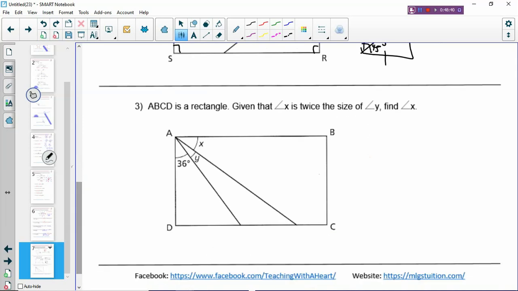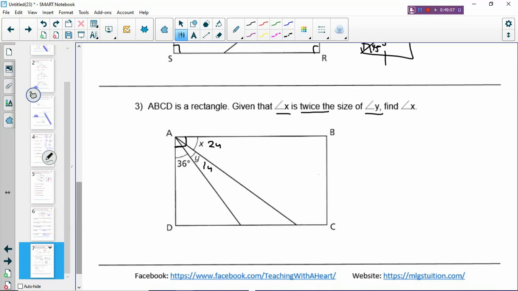Now you have a rectangle and angle X is twice the size of angle Y. Twice means two times. So what I would like to do is put units: X is 2 units and Y is 1 unit. Every time you see twice, your model drawing comes in. But over here this is an angle question, so we don't need to draw a model, but you still need to write down the units. So angle X has 2 units, angle Y has 1 unit.